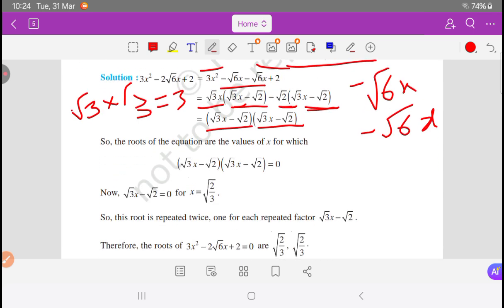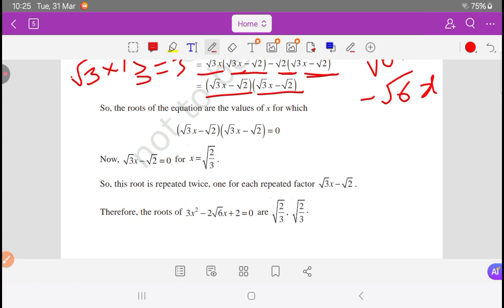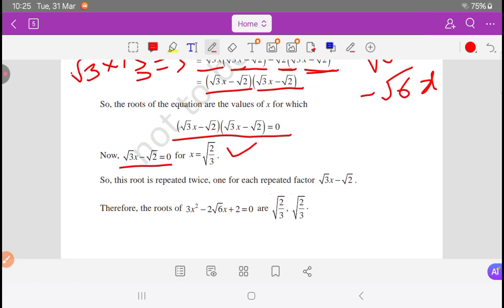Then equate it to 0. Then you write them individually. Root 3x minus root 2 equal to 0, one equation. From here you will get x equal to root 2 by root 3. From the other equation, here both roots are same. So there will be root 2 by root 3 and root 2 by root 3 as the solution for this equation.